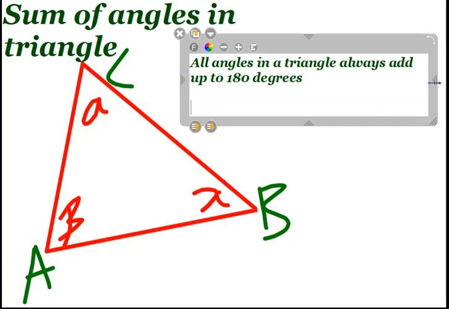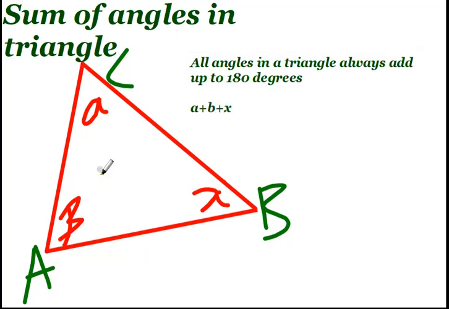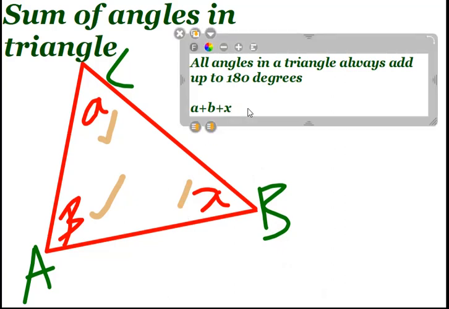We mean if we have triangle ABC as shown in the figure below, then angle A plus angle B or beta plus angle X should always give us 180 degrees. That is what the rule means.